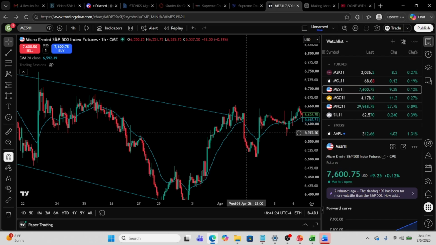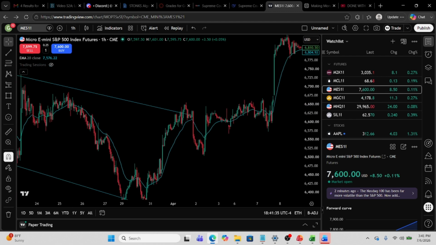Now you're thinking this is maybe not a great short entry. You're starting to think of ways to manage your position here, and the market begins to consolidate here. Now again, back to the EMA strategy.